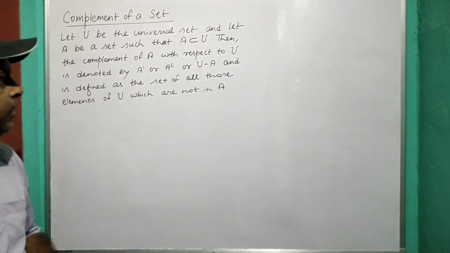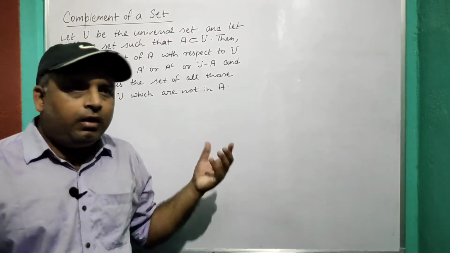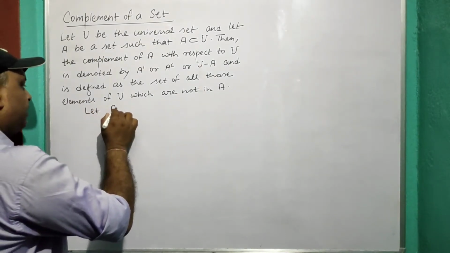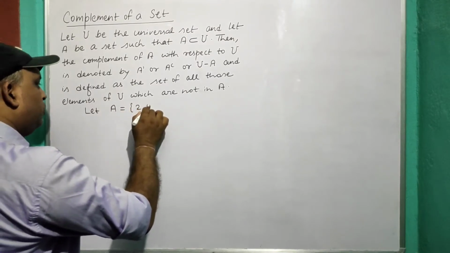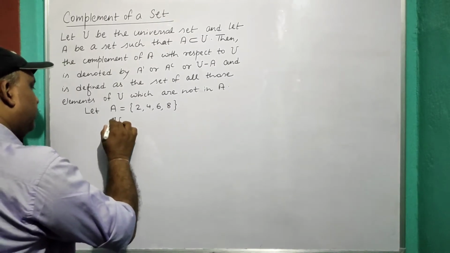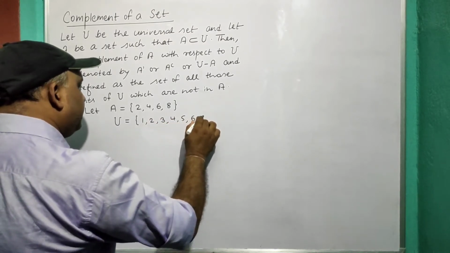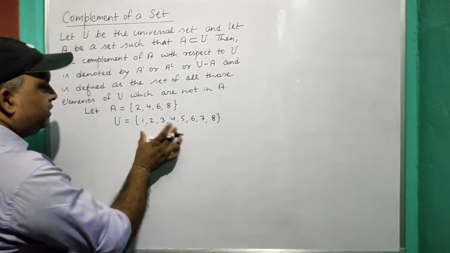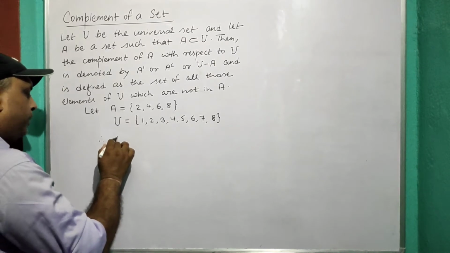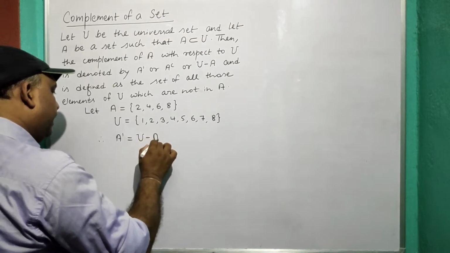It is defined as the set of all those elements of the universal set which are not in set A. For example, let us take set A as 2, 4, 6, 8, and universal set U as 1, 2, 3, 4, 5, 6, 7, 8. So this is your universal set and this is your set A. When you find the complement A dash, that is defined as U minus A.